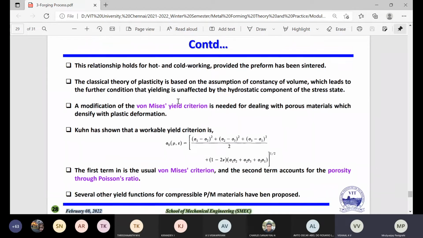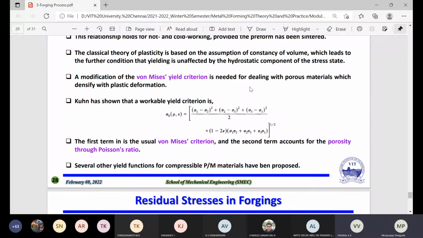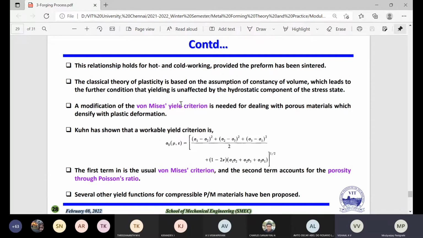So this relationship holds for hot and cold working, provided the preform has been sintered, and the classical theory of plasticity is based on some assumptions, which you have to think about from what we talked about in the last module: the hydrostatic component and the von Mises yield criteria. Also here, you can go in a similar way whenever you are talking about the mechanics of powder metallurgy. So one scientist, Kuhn, has shown the yield criteria. So sigma 0 equals this equation he found, and we have talked about these two equations.